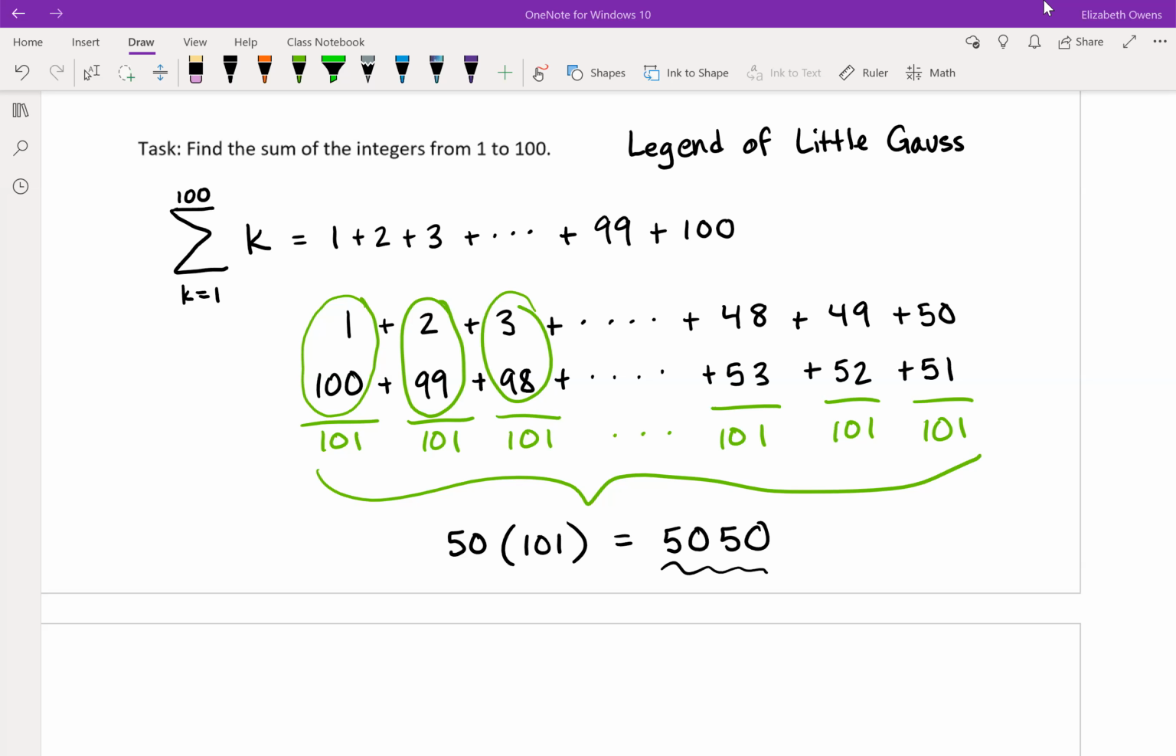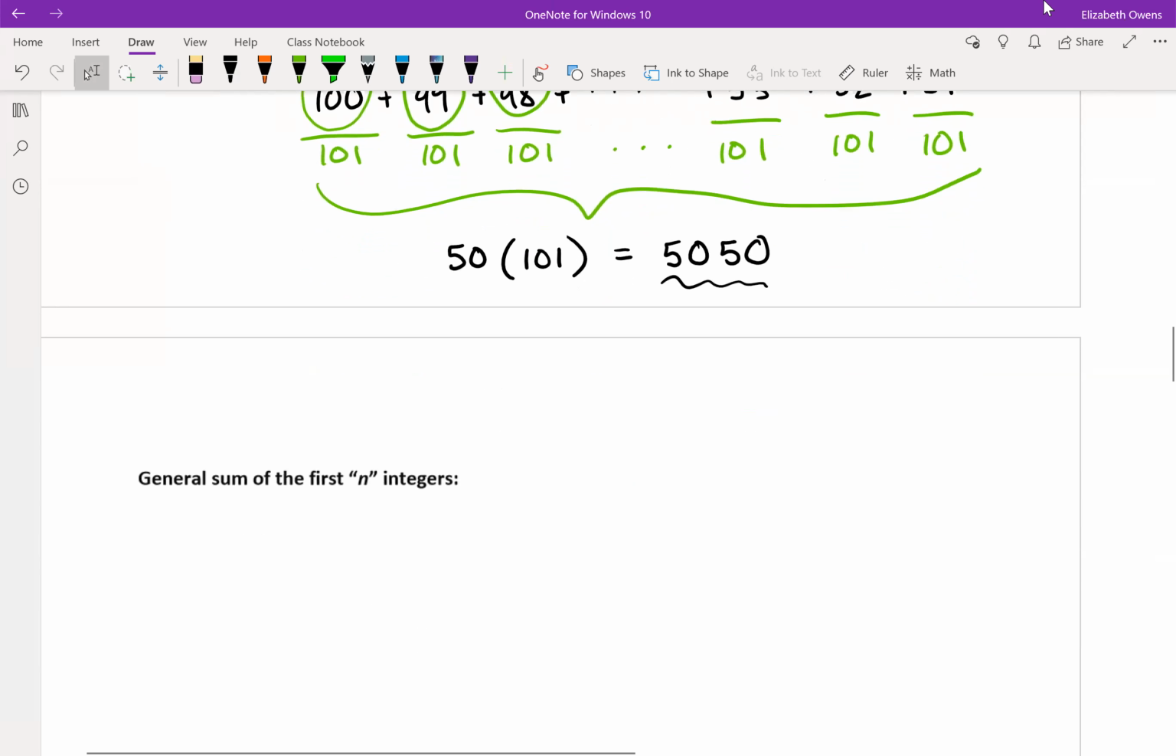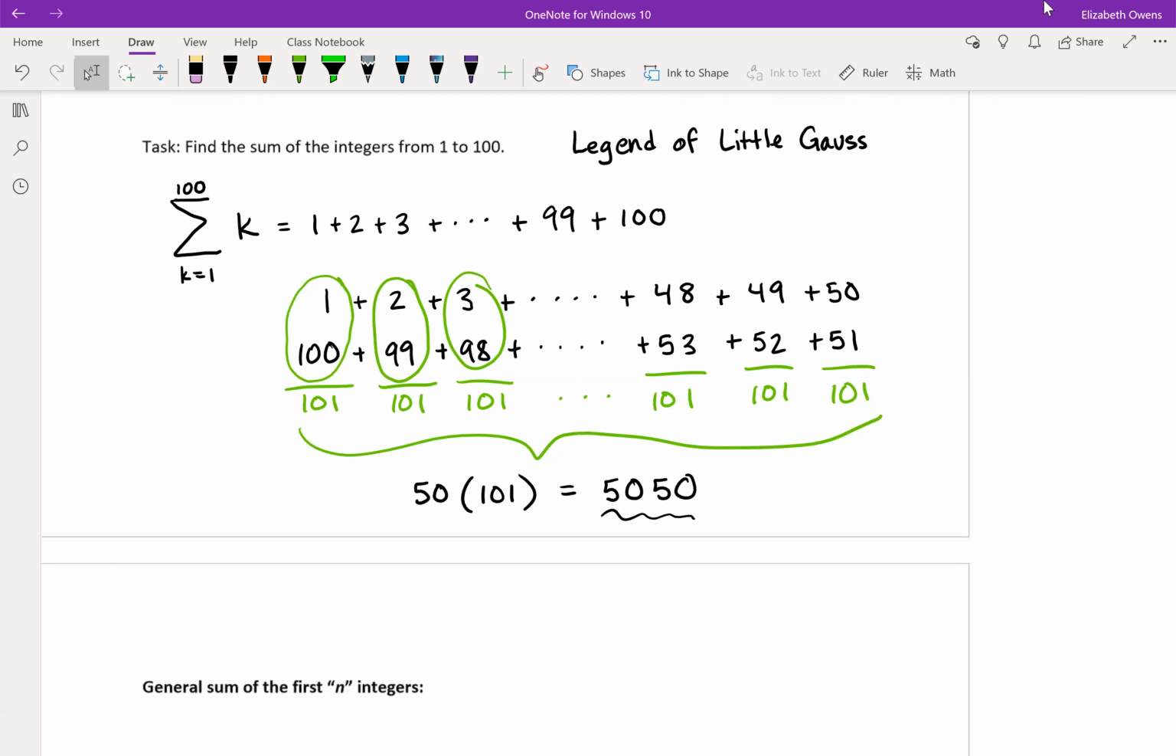But yeah, I think Gauss also expanded on this later and just took this into a general summation because we have this formula now for the general sum of the first n integers. So you can take little Gauss's idea here and expand it for any sum of integers. Like it doesn't just work for 100. You could do pretty much whatever value.